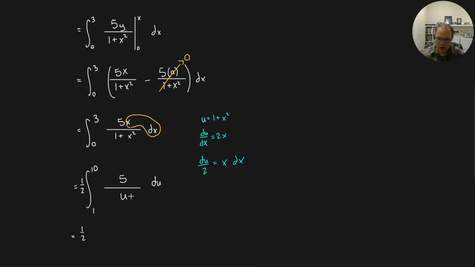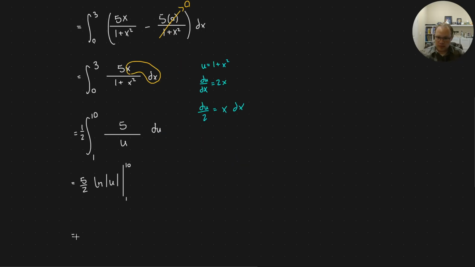The antiderivative of 1 over u is natural log of u, and I'll just pull the 5 out front. So I get natural log of, technically it's the absolute value of u, but we're only integrating over positive values from 1 to 10, so you could drop the absolute value. So I get 5 halves natural log of 10 minus natural log of 1.